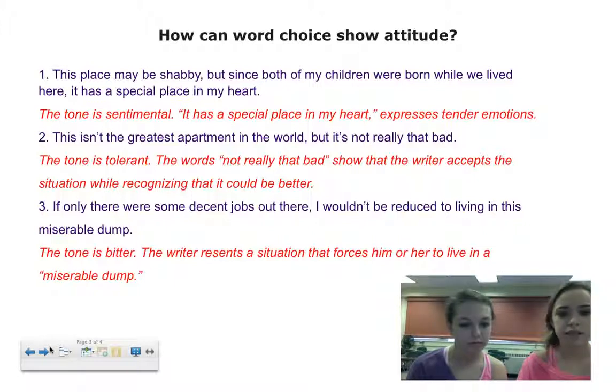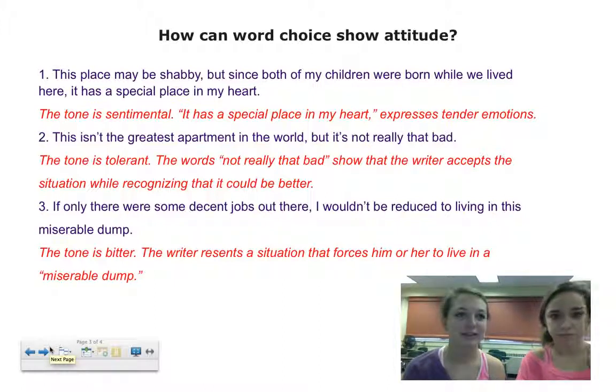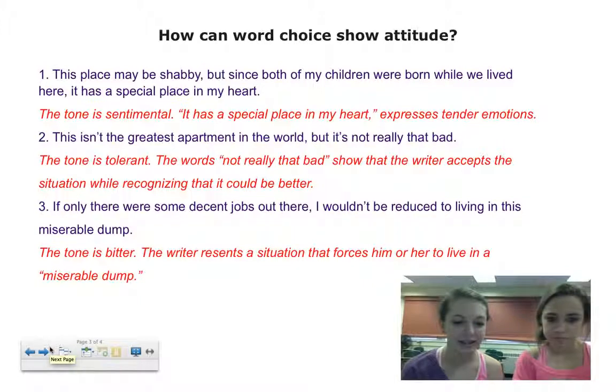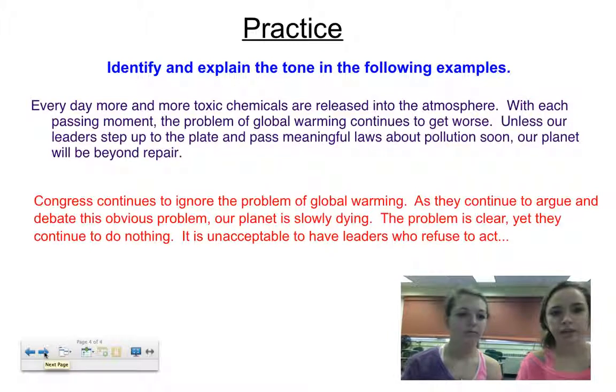If only there were some decent jobs out there, I wouldn't be reduced to living in this miserable dump. So this tone is very bitter, and you can see that the writer is very angry that they're in this situation and they really don't like it at all. They are forced to live in a place that they don't want to live. That's always a bad thing.